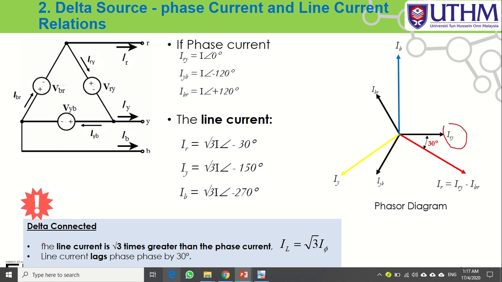So we can conclude that line current is equal to square root 3 times I phase. Number two, line current lags phase current by 30 degrees. This is the important characteristic for a delta connected system. We analyze this based on the source. Similarly, if we have a load, whether in Y or star or in delta, the characteristic or behavior is the same.